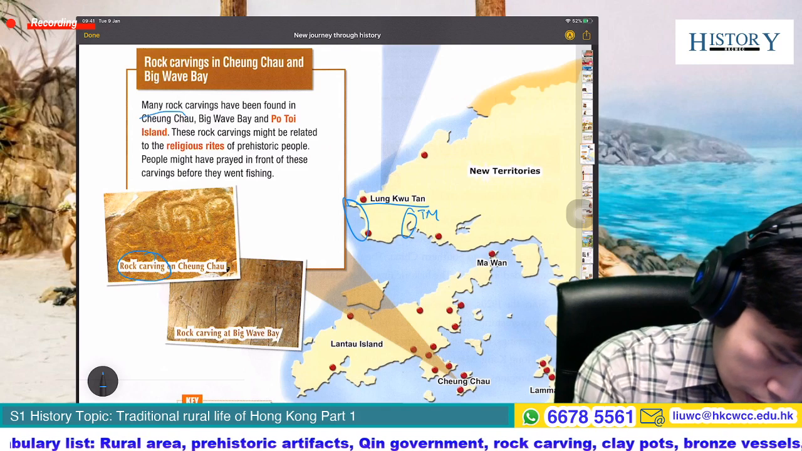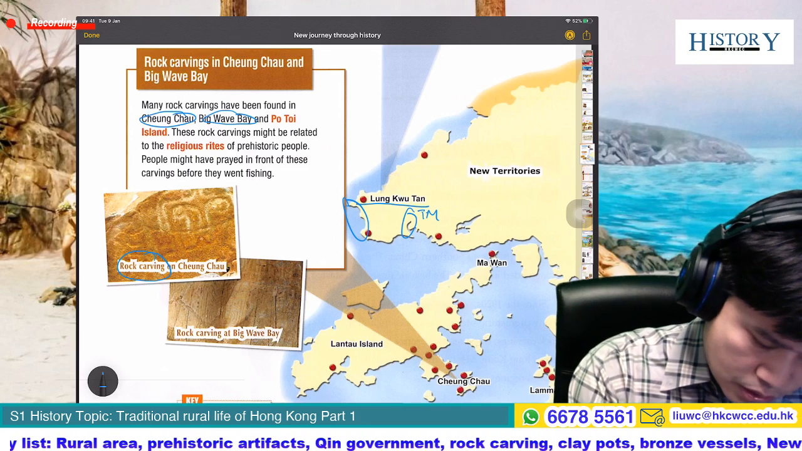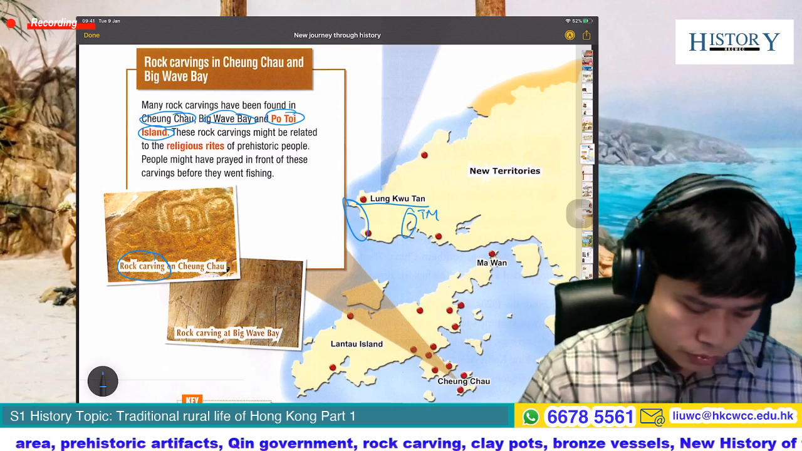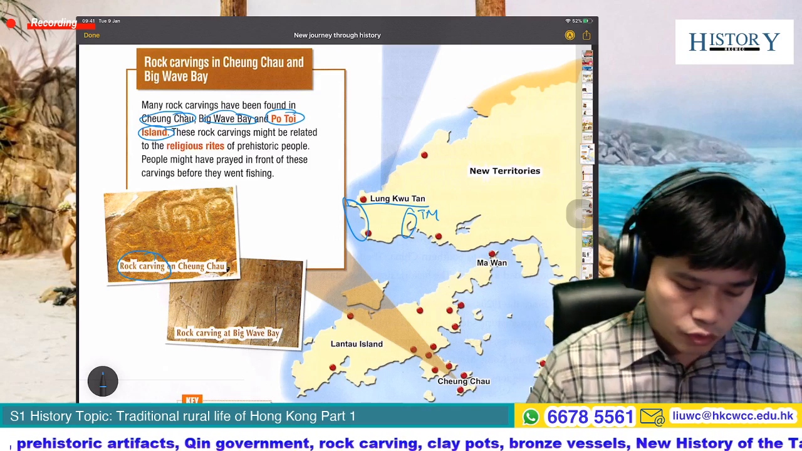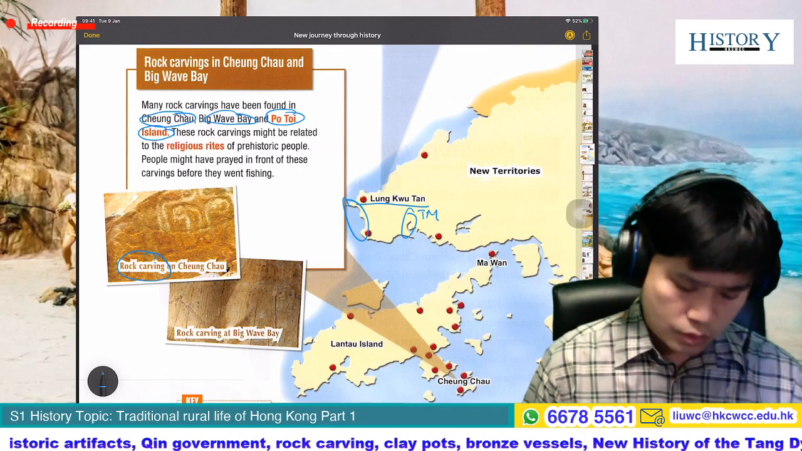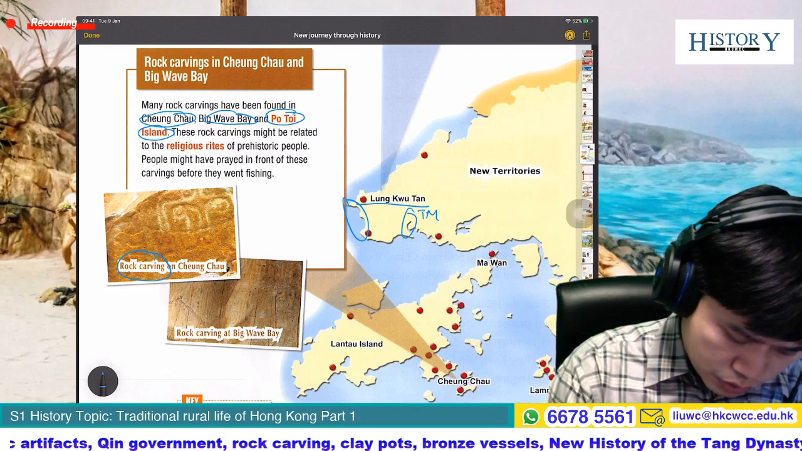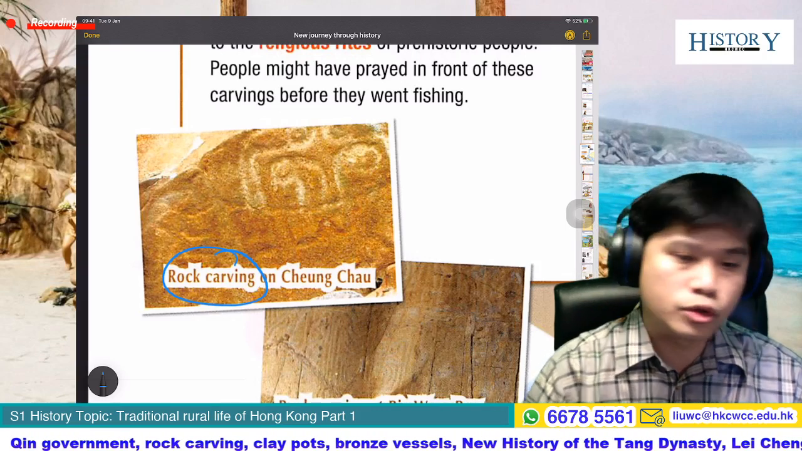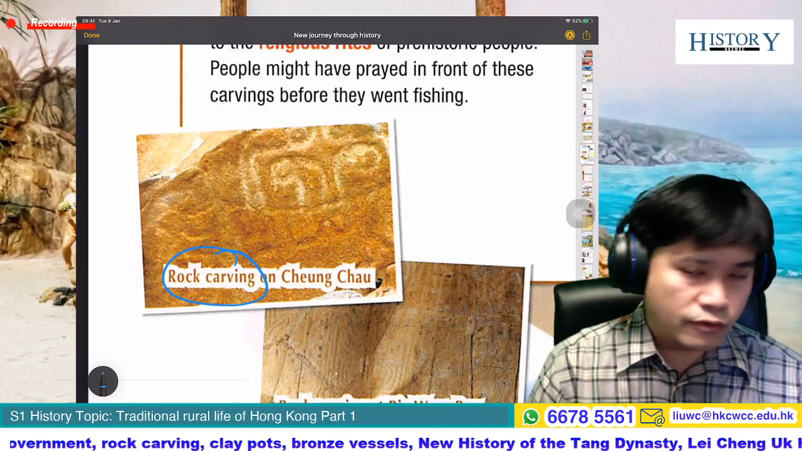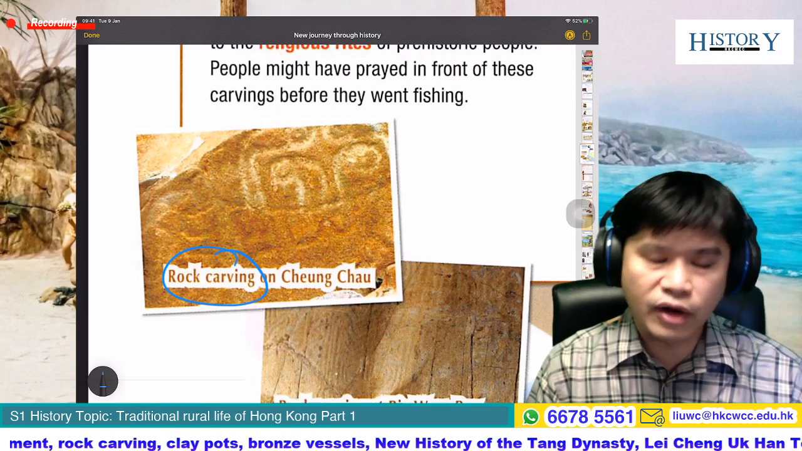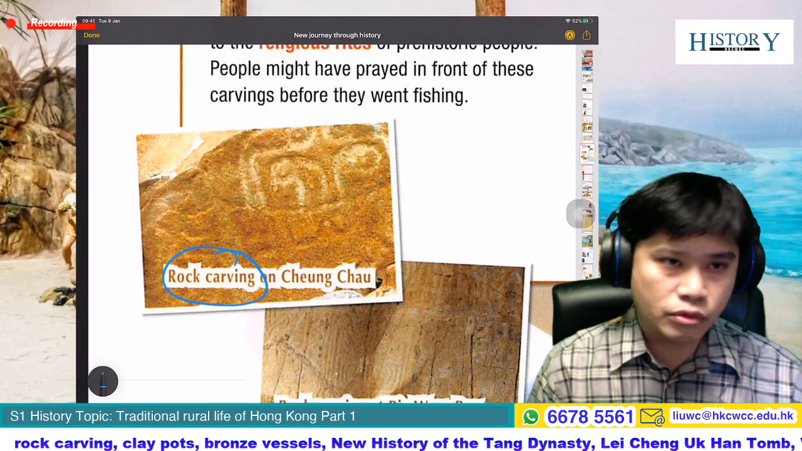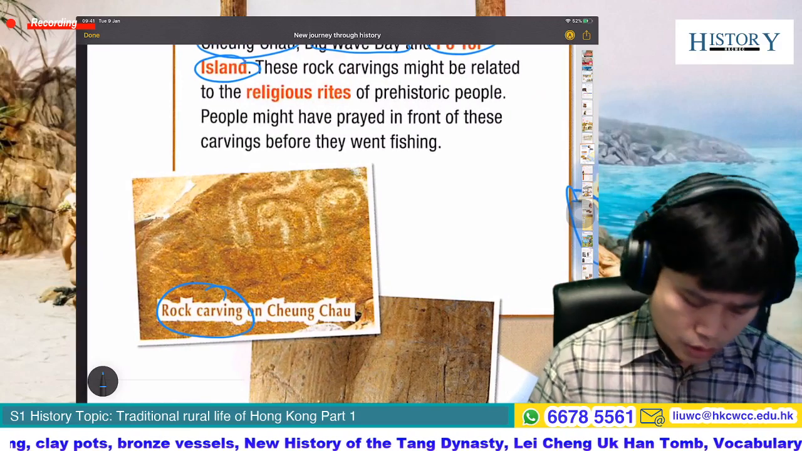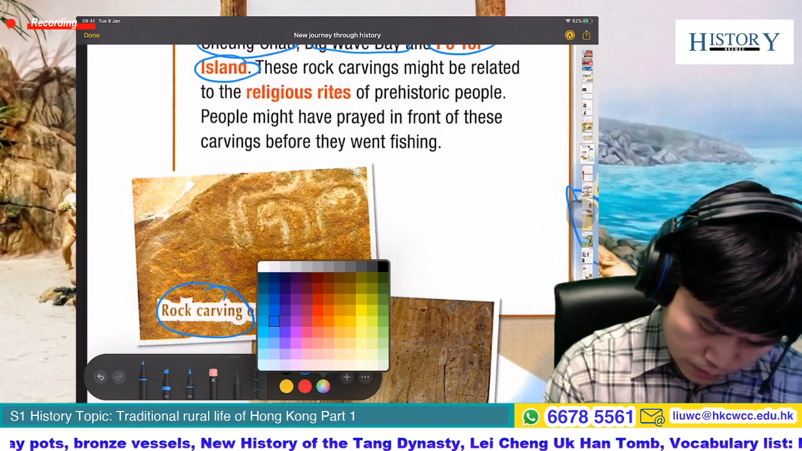in Cheung Chau, Big Wave Bay, Po Toi Island. We have these rock carvings. So what would the rock carving look like? You may have a look, it would be like this. If you have the chance to go to Cheung Chau, you may see that rock carving. If you go to Wong Chuk Hang, if I remember correctly, there is also some rock carving. However, what is the meaning of this? I would say you may just see some symbols.